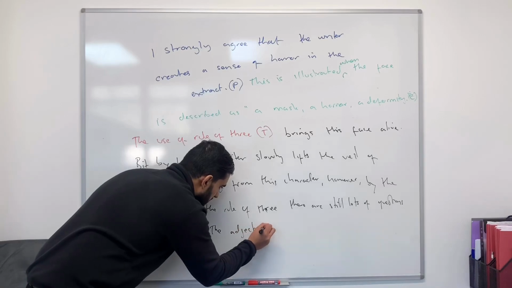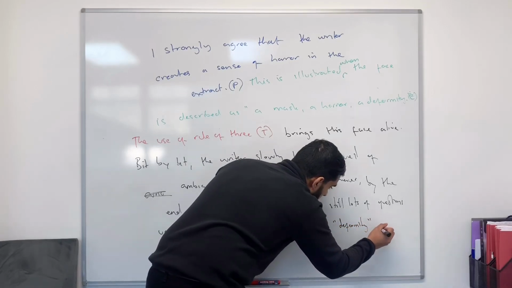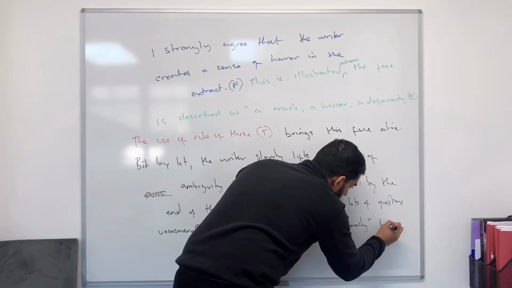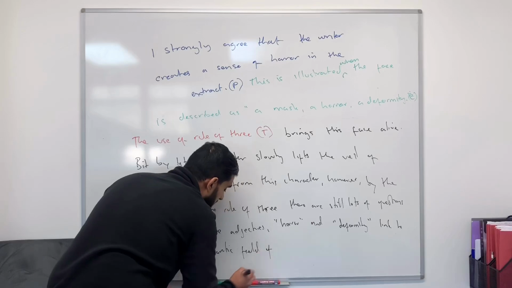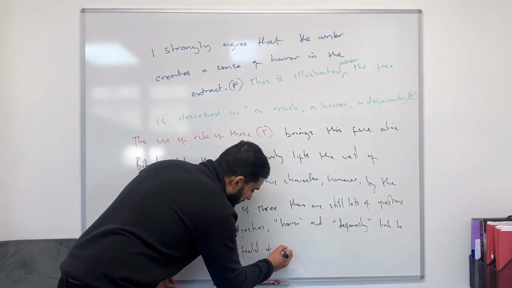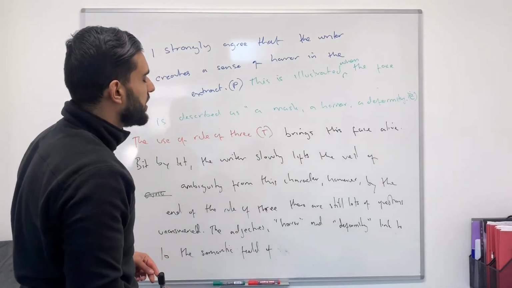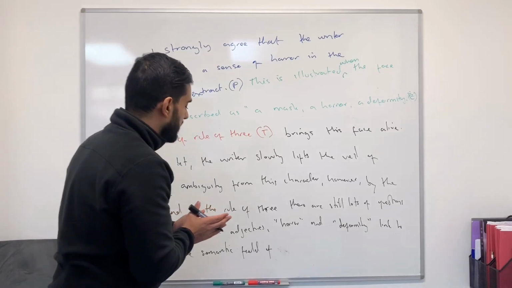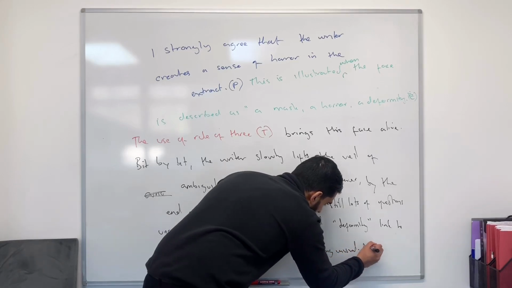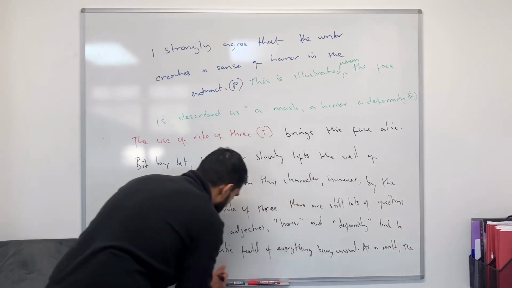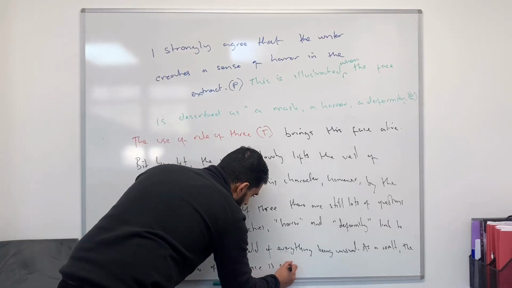The adjectives horror and deformity link to the semantic field of everything being unusual. It's the idea that things are unusual. As a result, the horror of the face is amplified.